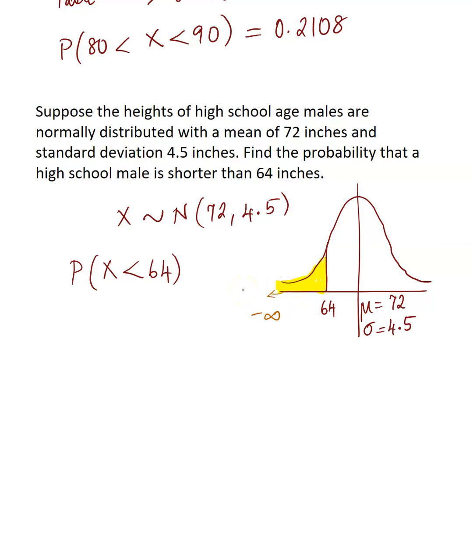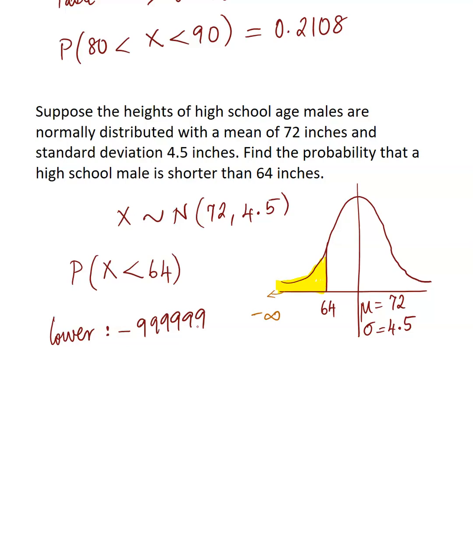And so it's negative infinity all the way to 64. So if you were to use your calculator on this one, again second bars, normal CDF, the lower value must be a really, really small number. So what we suggest is, just put negative and a bunch of nines, because you're making it a large number but with a negative value, therefore the value is really, really small.